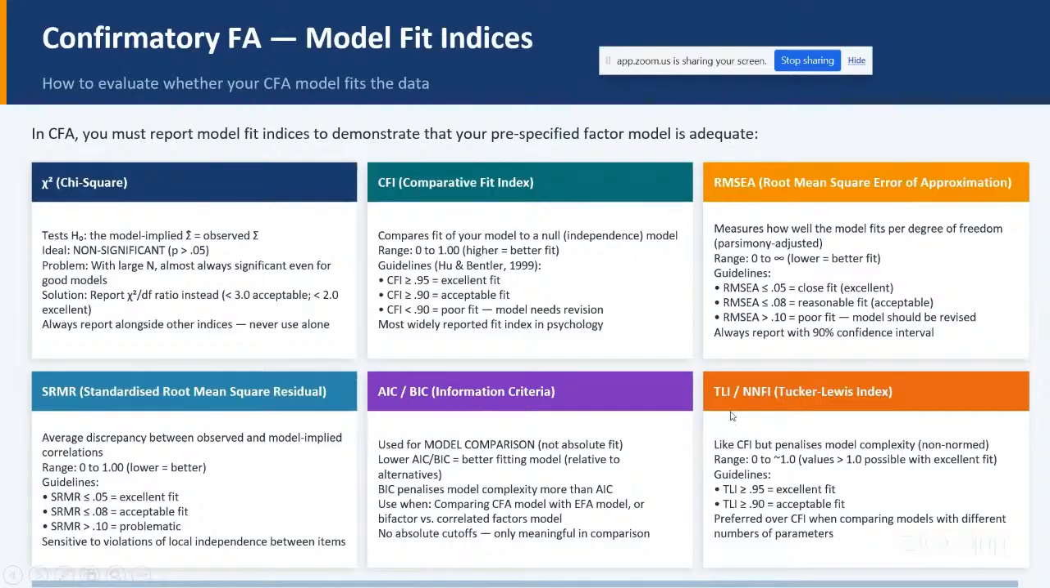That's it. TLI or NNFI, these are actually similar to CFI, but it gives a penalty. If you make the model very complex, it will show some penalty. The range is 0 to 1. If the value is greater than 1, it is possible the fit is excellent. If it is less than 0.90, it is considered a poor fit. So these are the important concepts for CFA.